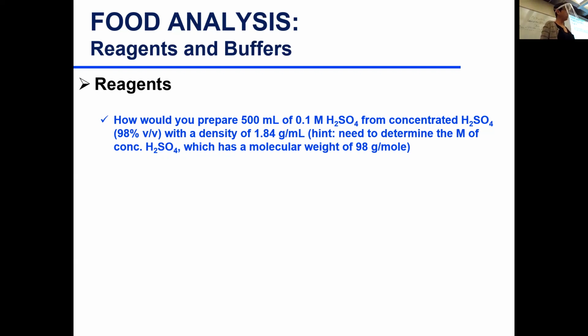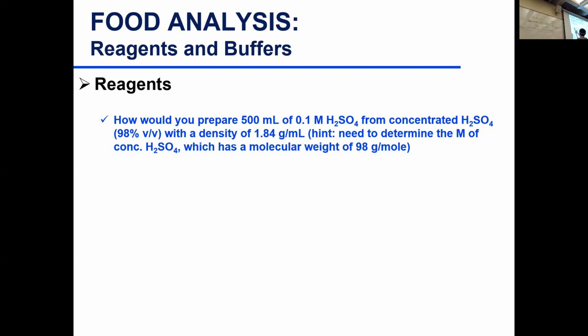So you have the volume here. You don't have the mass, but I'm giving you the density. You'll find it on the bottle: the density of H2SO4 is 1.84 grams per milliliter. Now you want to prepare 0.1 molar. You have the percentage volume by volume, you have the density, and you're preparing 500 milliliters of 0.1 molar H2SO4.